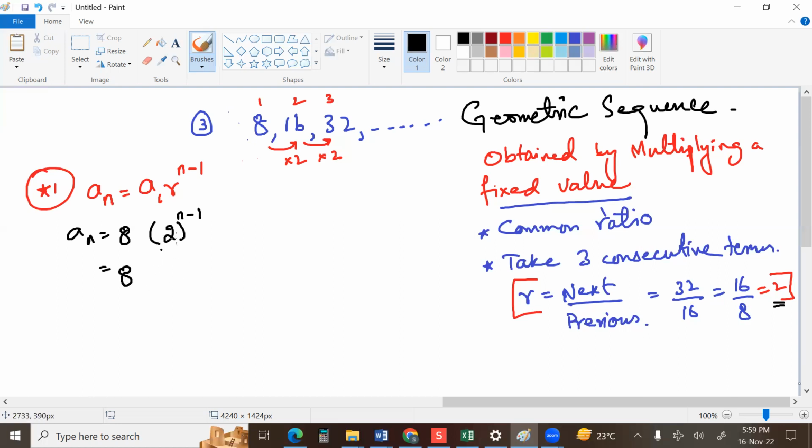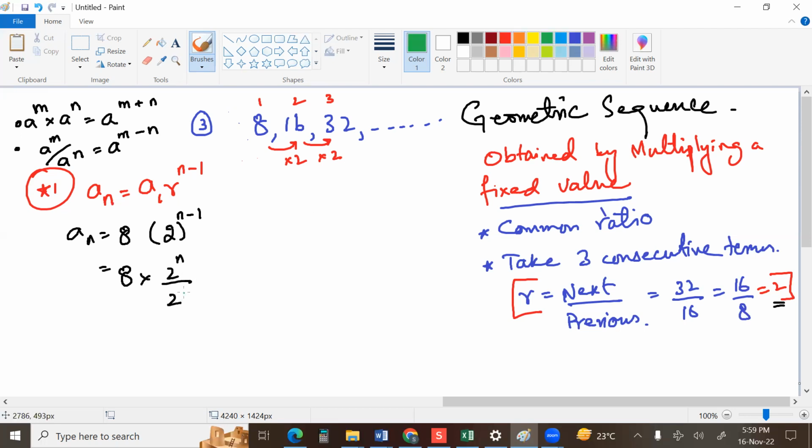laws of indices. You remember a to the power m times a to the power n. What happens? Would they be added? A to the power m plus n. Similarly, if you have a power m divided by a power n, then you'll have a difference of these powers. So I see a difference of these powers. Can I write 2 power n divided by 2 power 1? And I don't show the 1 in power, of course.